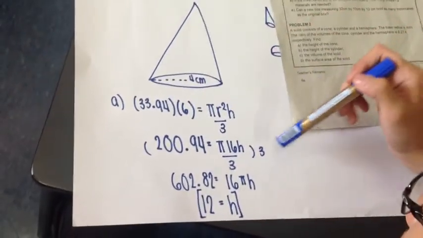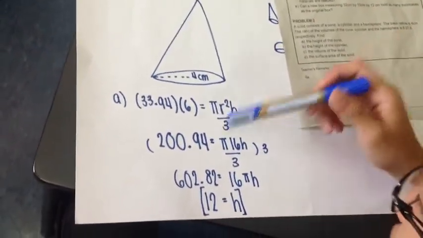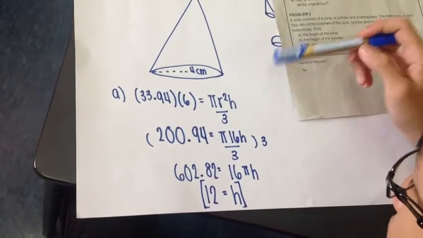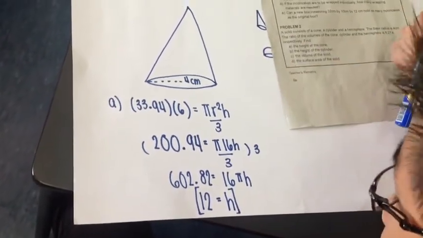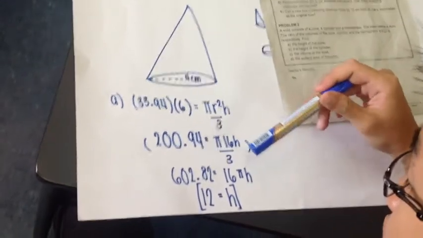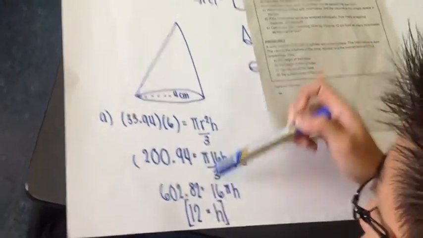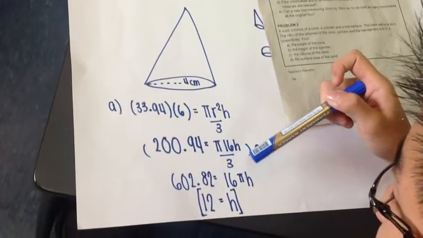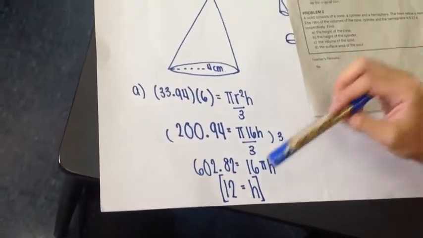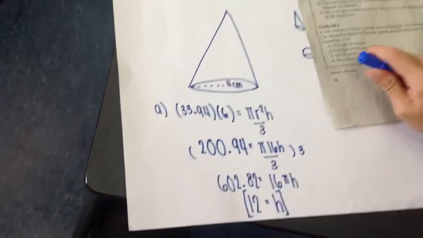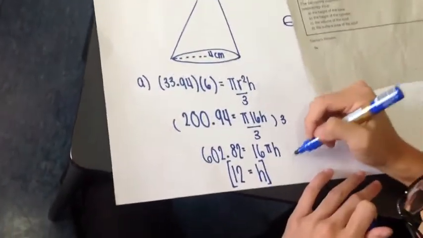So that we can remove the denominator 3, we just multiply everything by 3. And we would come up with 602.82 equals 16 pi h. Since we're getting the height, we just divide 602.82 by 16 pi, and we would come up with 12. So the height of the cone is basically 12 cm.